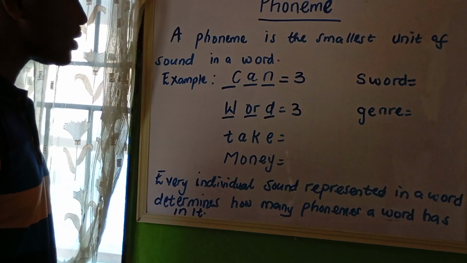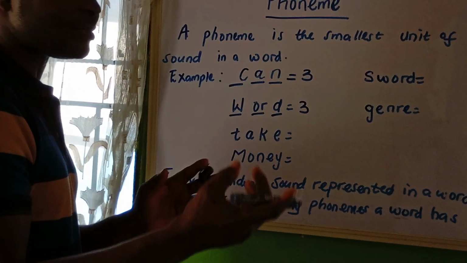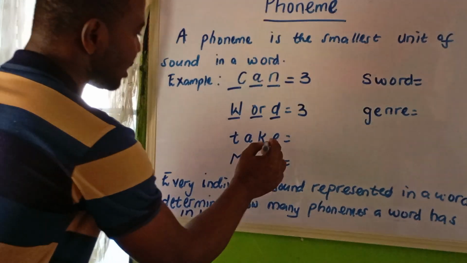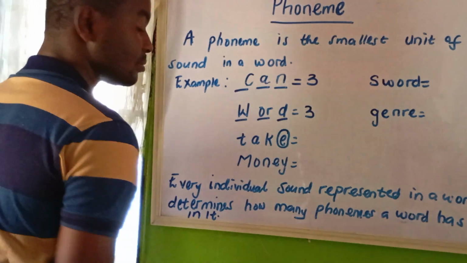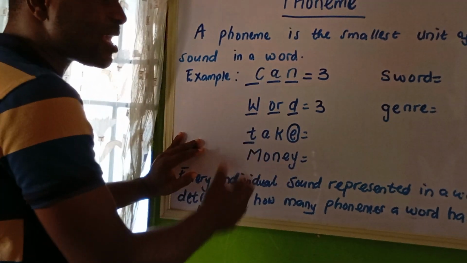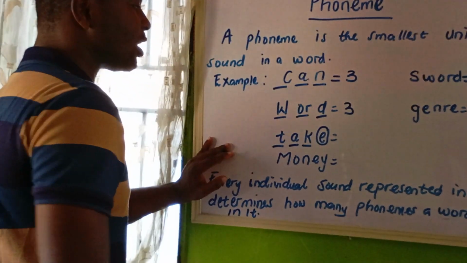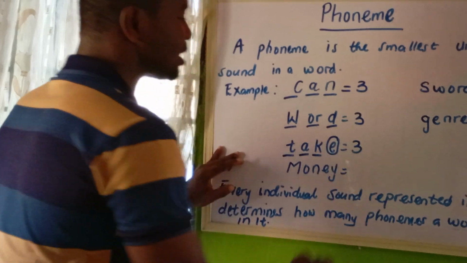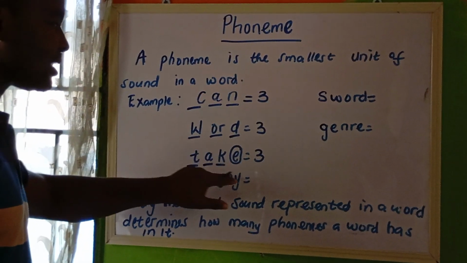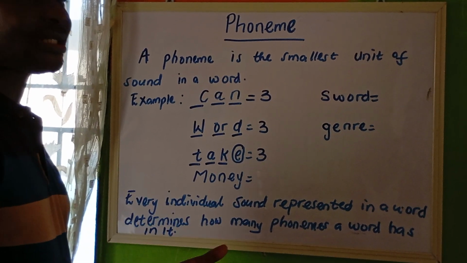The other one we have here is the word take. In the word take, we have 3 phonemes. How do we know that? We have 4 letters here. Why 3? Because the letter E here is silent, and then we have t. The letter A in take makes the sound of its name, A, and k, giving us 3 phonemes as well. So we have t, A, k with a silent E, giving us 3 phonemes in the word take.